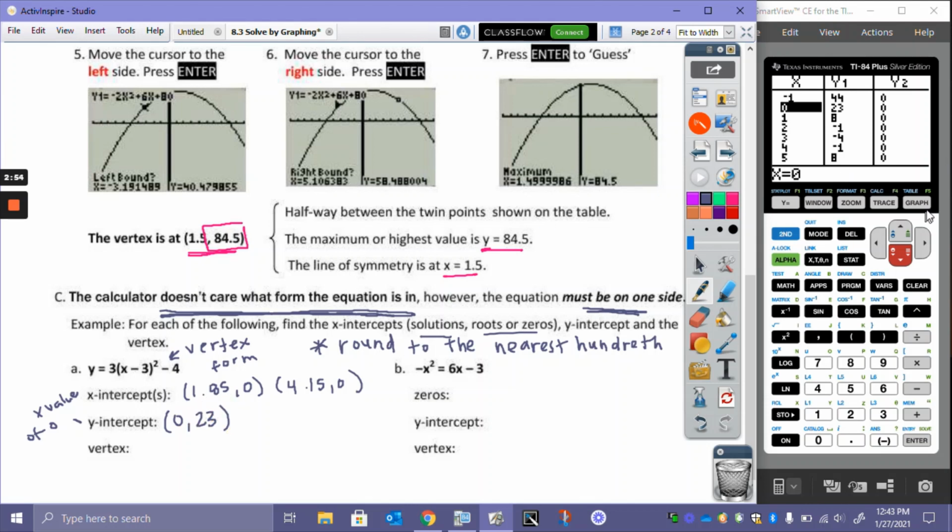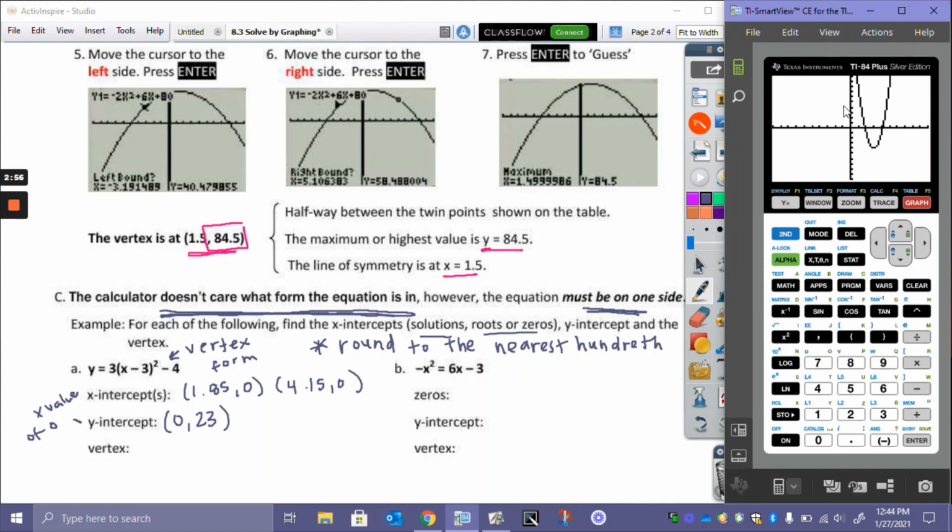All right, now let's go back to looking at our graph, and we can tell if this is a maximum or minimum by the shape of the graph. So we know our vertex is down here, which means that we're going to have a minimum.